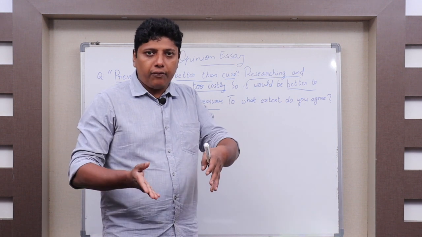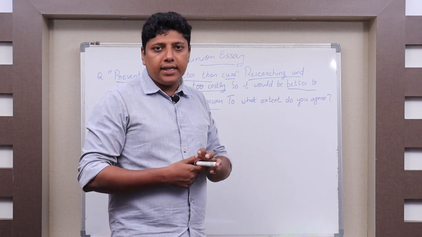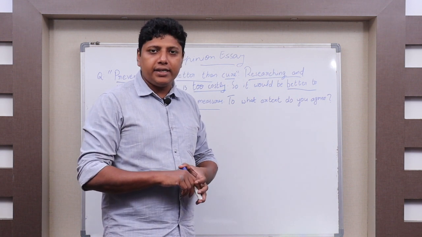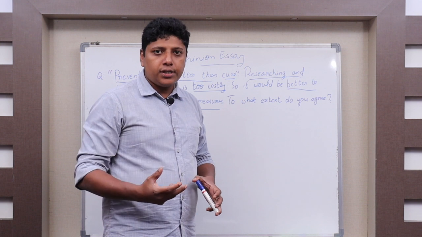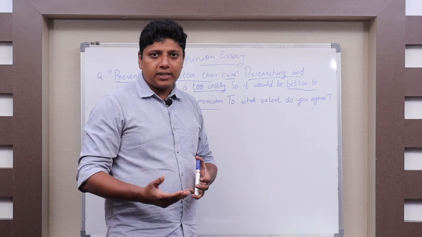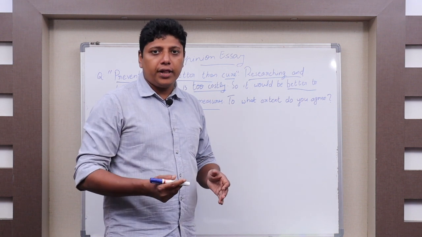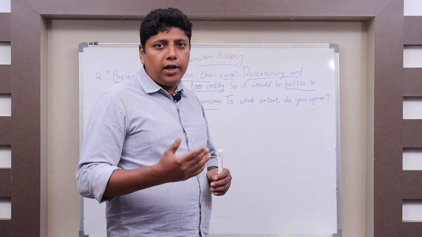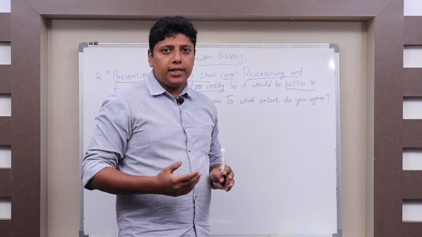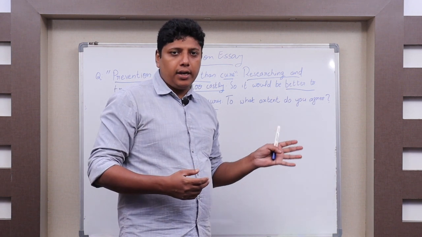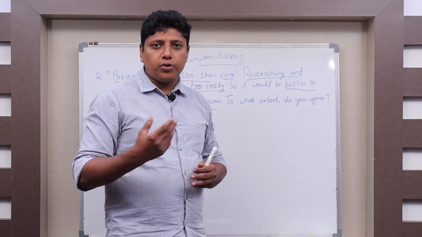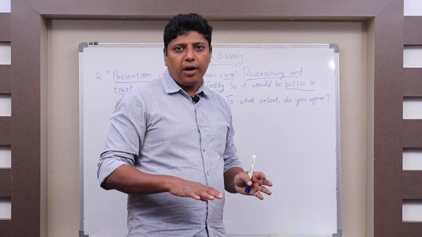Then in the second body paragraph you can mention the cure part, where we can say that we should invest in deadly diseases, as saving people from deadly diseases is very essential. So we should invest money in saving the lives of these people. So diseases like cancer, all those things we can include in the second body paragraph. Then finally you can come to the conclusion and mention your opinion. That is, you can say that you partially agree to this, that prevention is also required, and cure is also required. So that would be the best stance in my opinion.